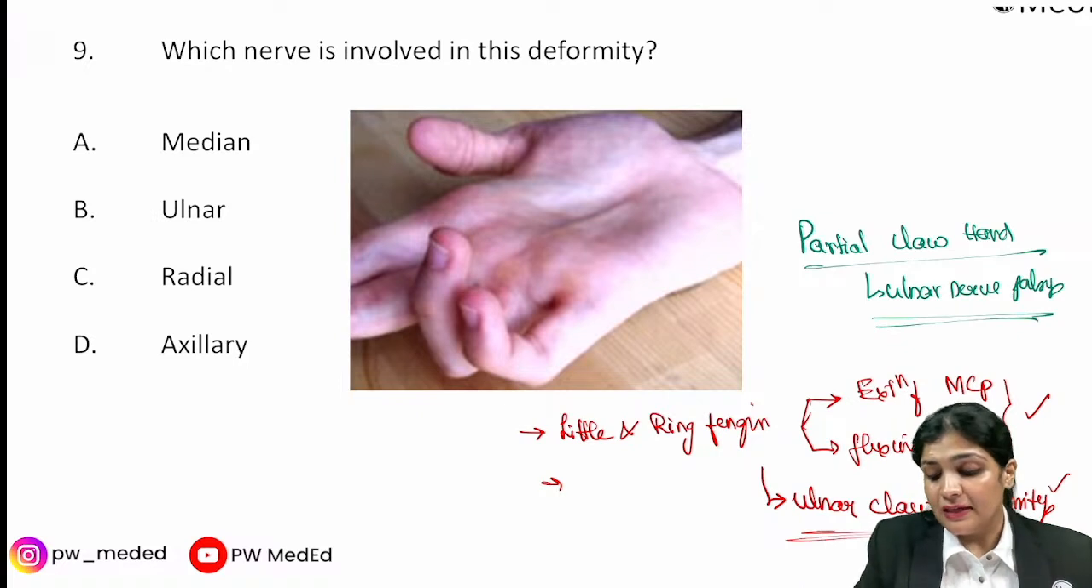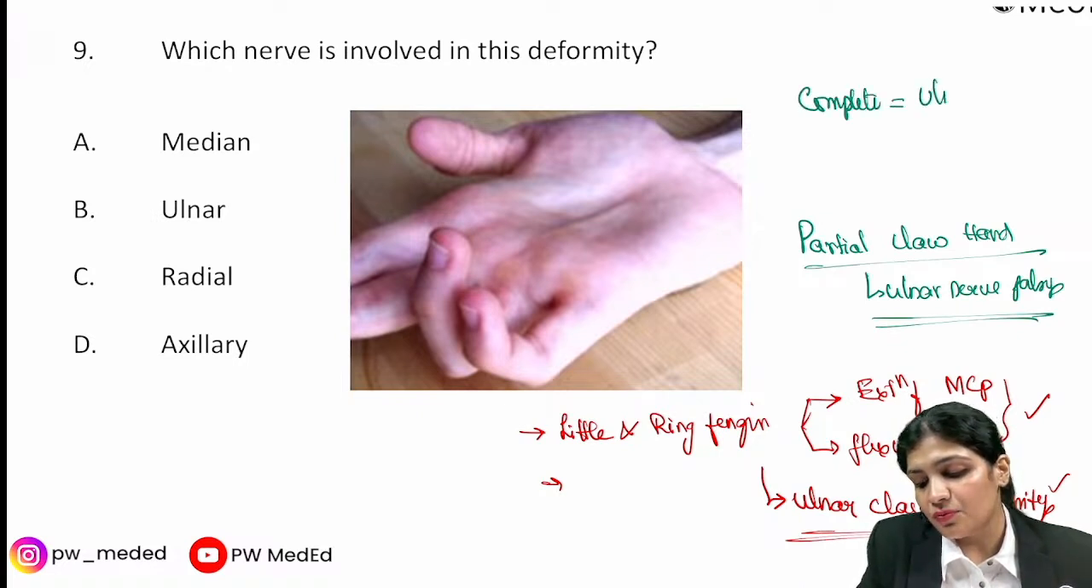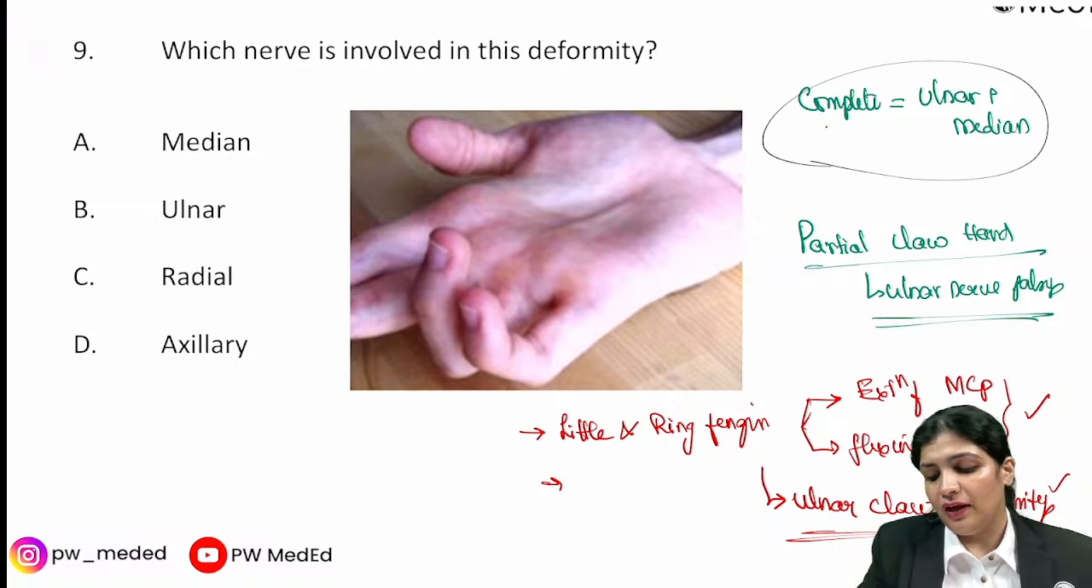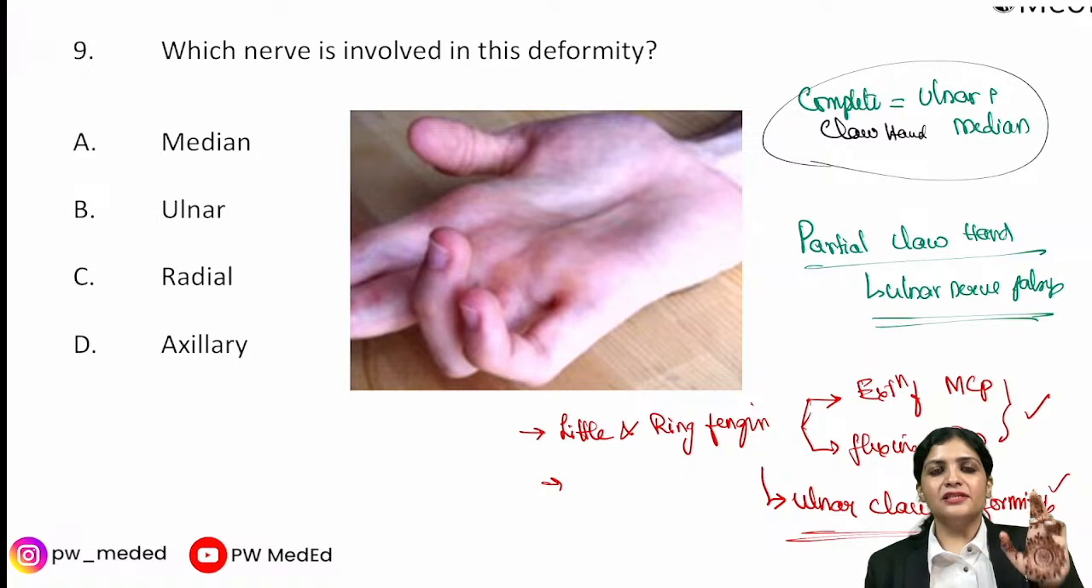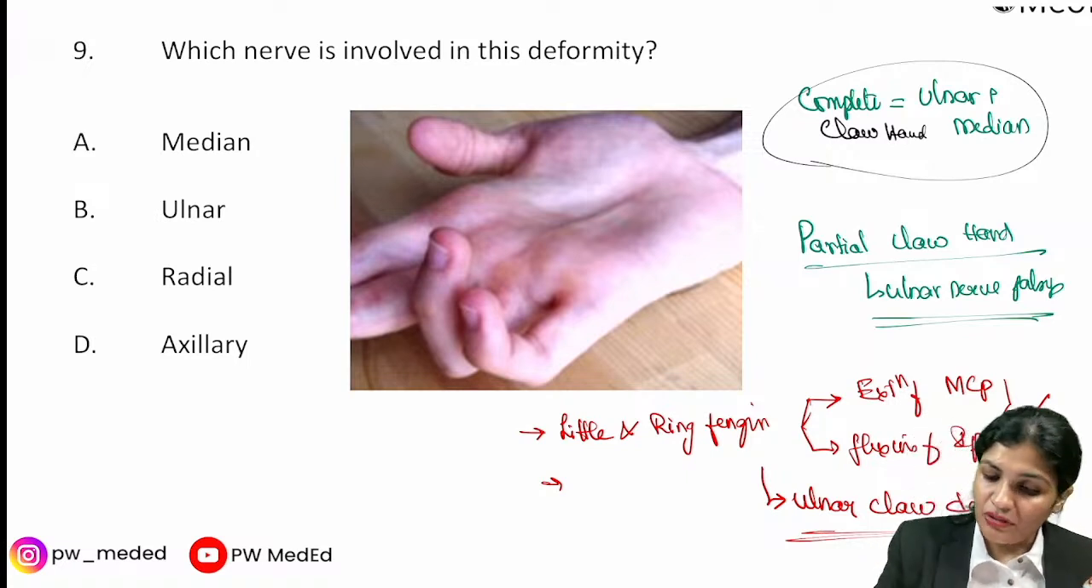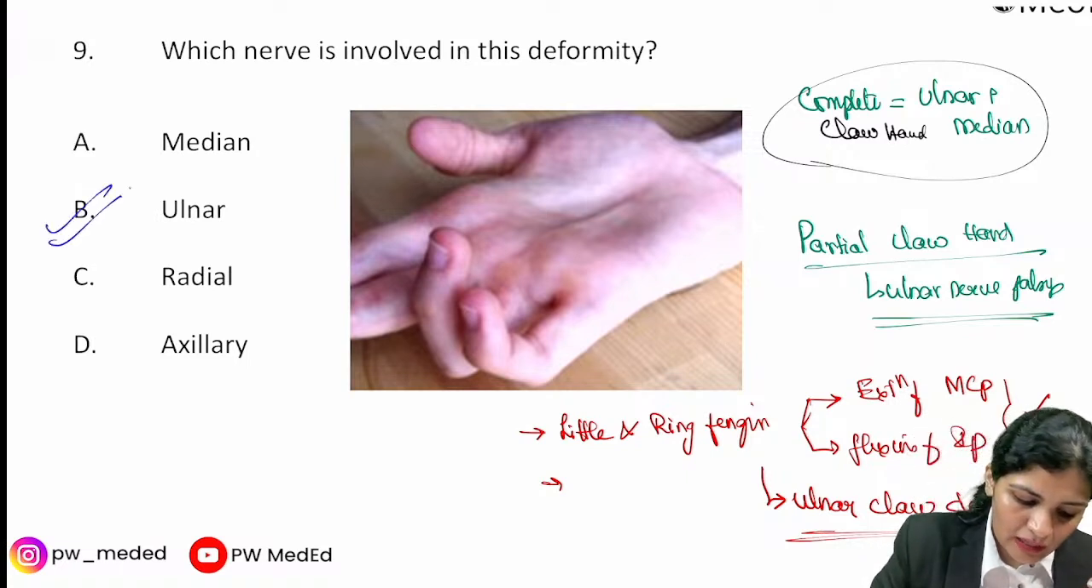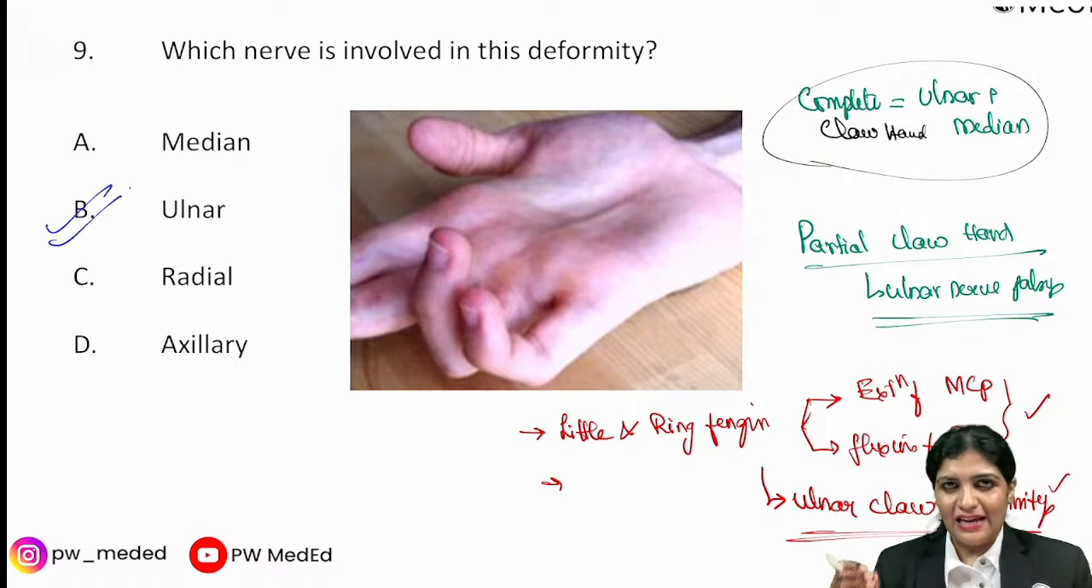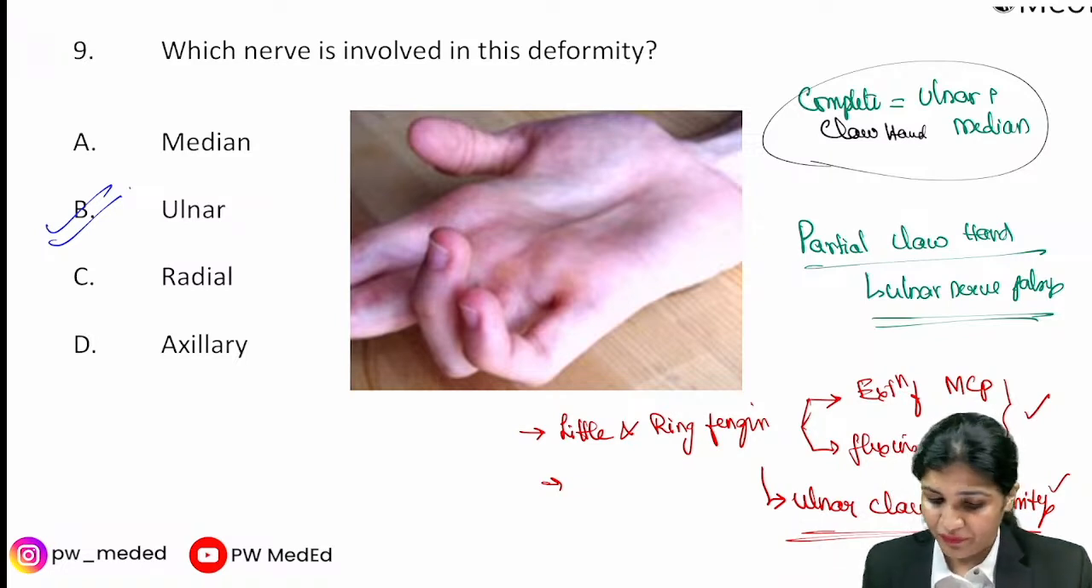And a complete claw hand is when there is ulnar and median nerve palsy together. So that is your complete claw hand, right? Here it is only partial. Partial means the ring and the little finger. So the answer is your ulnar nerve, right? This is a classical IBQ, and I hope nobody marks wrong for this answer. So this is the ulnar nerve, right?